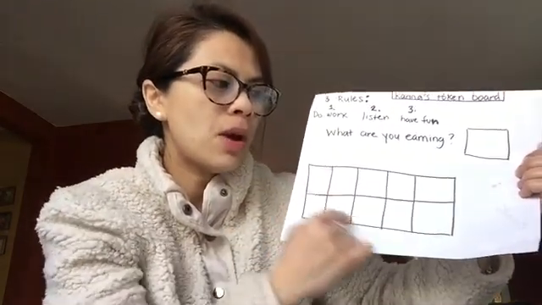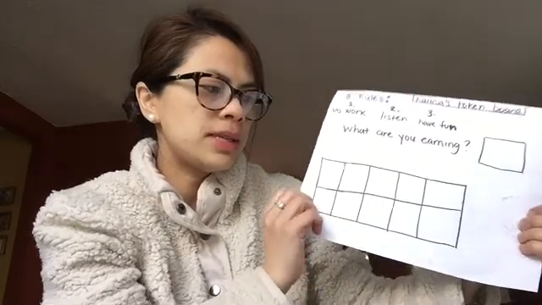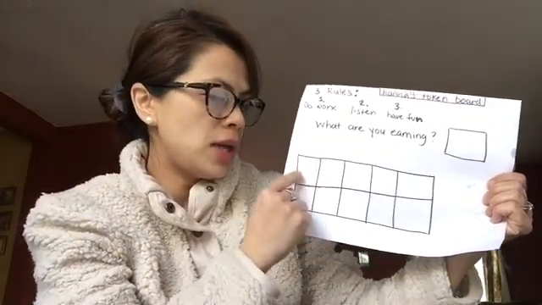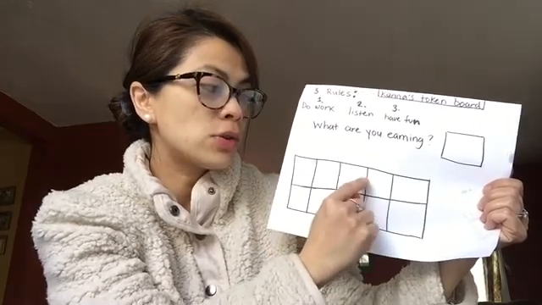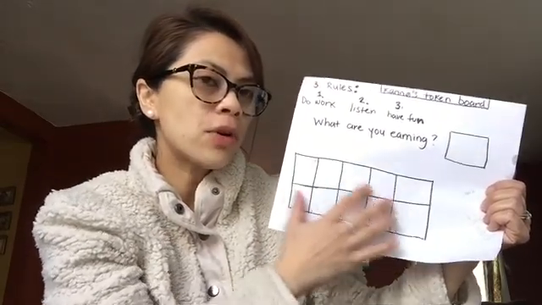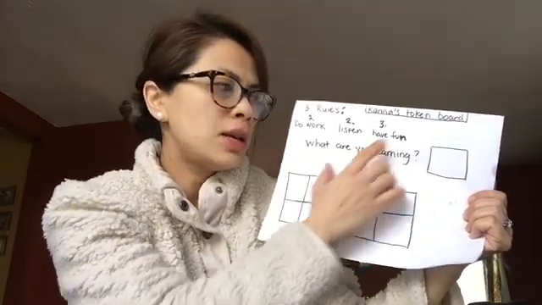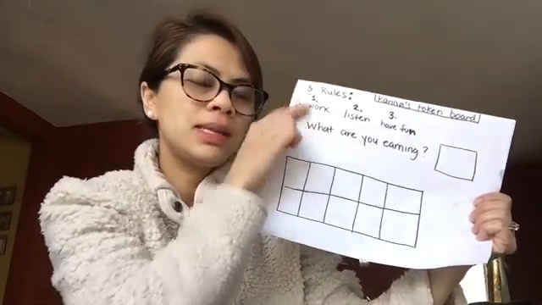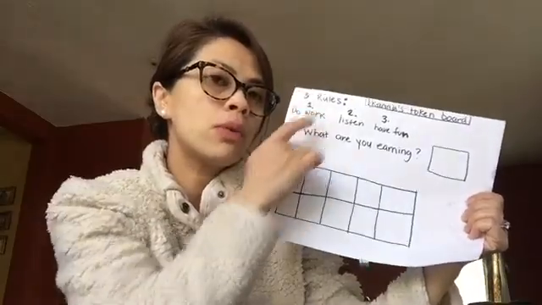And I have 10 boxes. So for this game, I'm going to play with my daughter, and she has to earn 10 stars or checks. And after earning 10 checks, she can then earn something of her choice. So that is an example of a token board or a reward system.